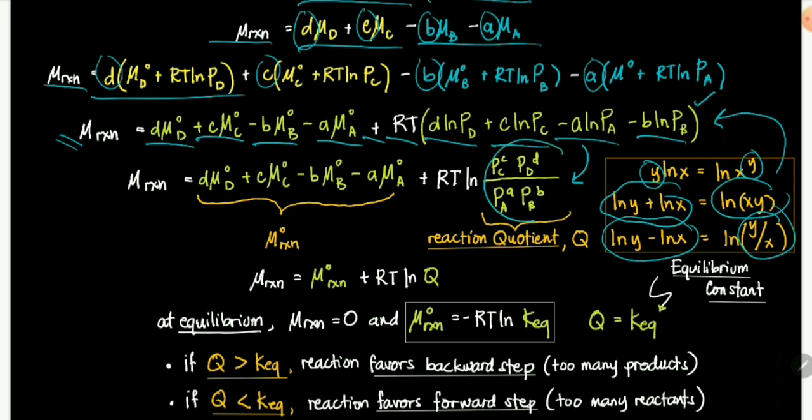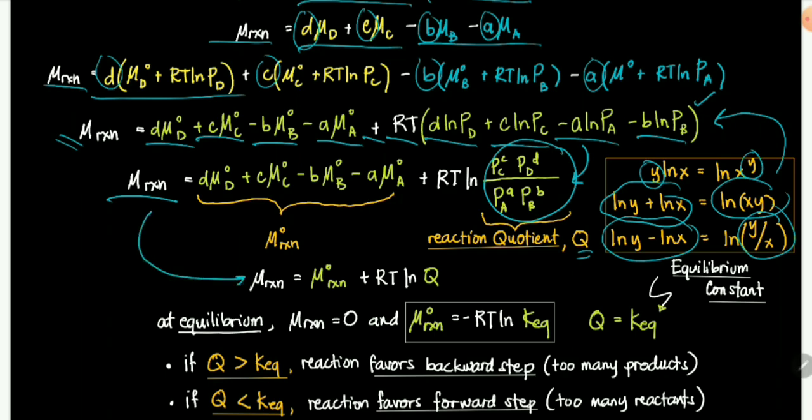So, that's plus RT ln P of C raised to C times P of D raised to D over P of A raised to A times P of B raised to B. Okay? So, iyan na ngayon yung tinatawag nating reaction quotient or Q. So, the reaction quotient is the one that relates the relative pressures of the products and the reactants in a specific state. So, not necessarily an equilibrium state kasi we may have a value of the mu of the reaction. Okay? So, we can transform this equation into this one.